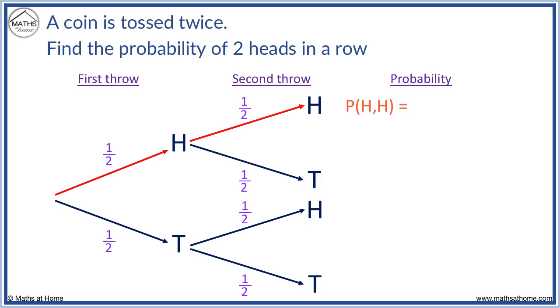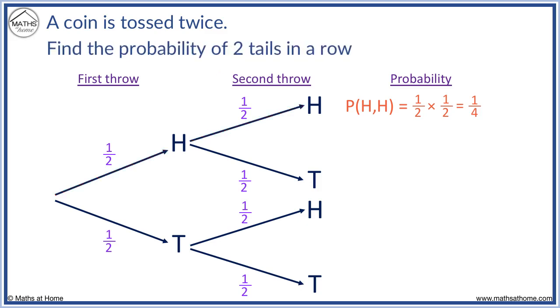To work out probabilities from a probability tree, we multiply the probabilities on the branches. We have 1/2 times 1/2. 1 times 1 equals 1, and 2 times 2 equals 4. We have a 1/4 chance of getting 2 heads in a row.